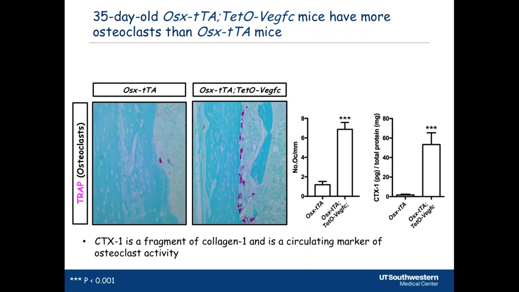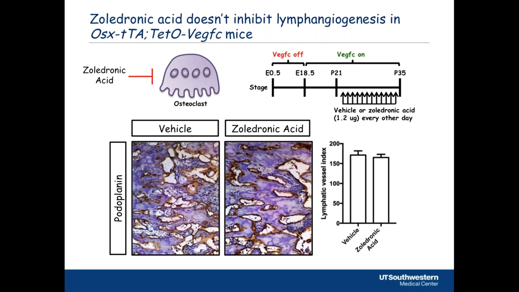We first performed a TRAP stain, and this is a special stain that marks osteoclasts in either red or pink. And we found that there were significantly more osteoclasts in our double transgenic animals than the single transgenic animals. To support this finding, we also measured the circulating levels of CTX1. CTX1 is a fragment of collagen-1 that's created by osteoclasts when they degrade bone. And this is frequently used as a circulating marker of osteoclast activity. And we found that the circulating level of CTX1 was higher in our double transgenic mice than the single transgenic mice. These data show that our double transgenic mice have more osteoclasts, and these osteoclasts are active.